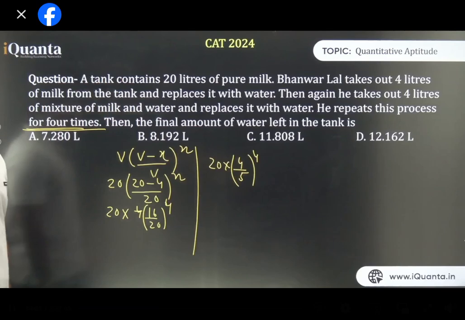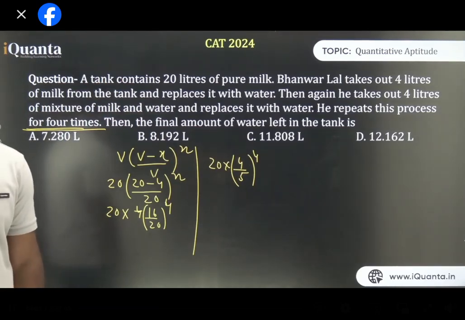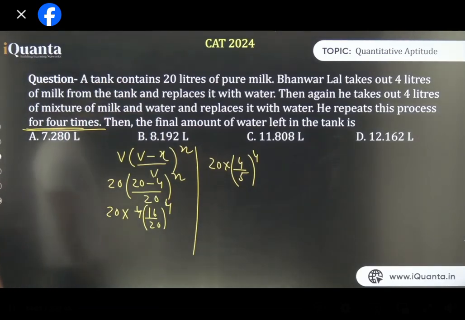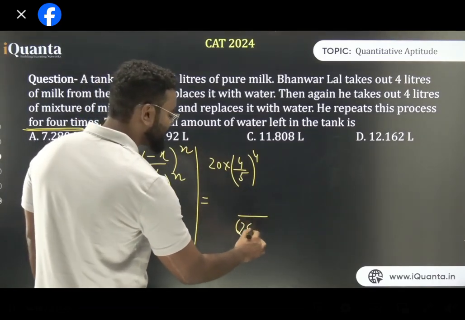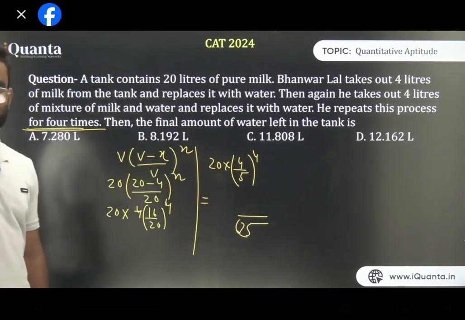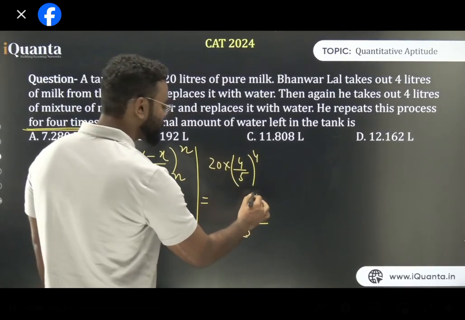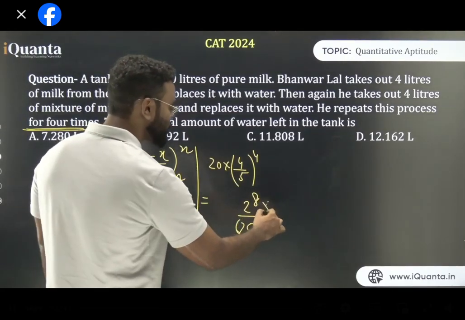Now the question is, if you do not have a calculator, how can you solve this type of question? Think about it, I can solve it this way. What is 5 to the power 4? 5 to the power 4 is 625. You need to remember this, because 5 square is 25 and 25 square is 625. And what is 4 to the power 4? It's nothing but 2 to the power 8, right? And the 20 here is 2 into 10.